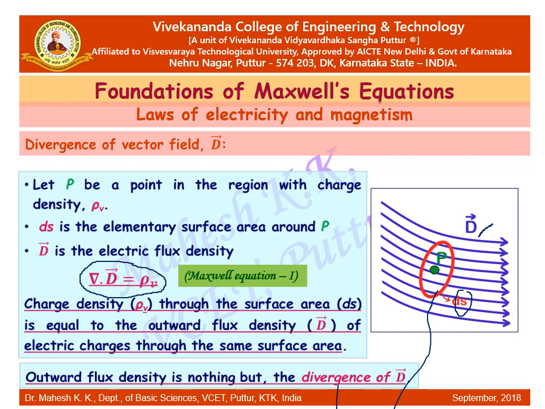How do you state that? The charge density rho v through the surface area ds is equal to the outward flux density D of electric charges through the same surface area. So whatever you consider in this area, the charge density passing through it is equal to the outer flux density of the electric charges through the same surface area. The outer flux density is nothing but the divergence of D vector.